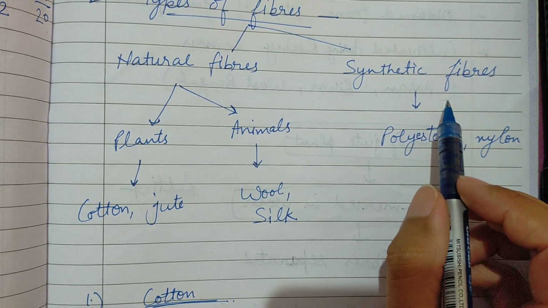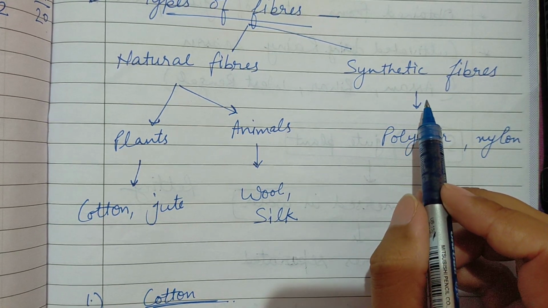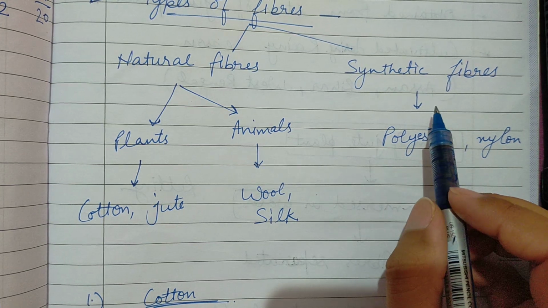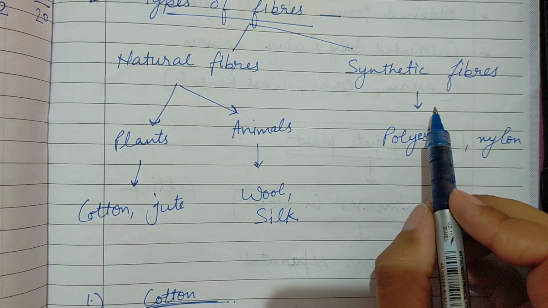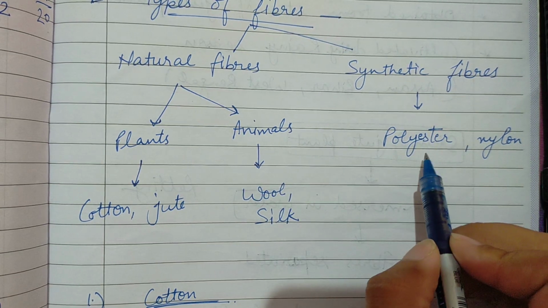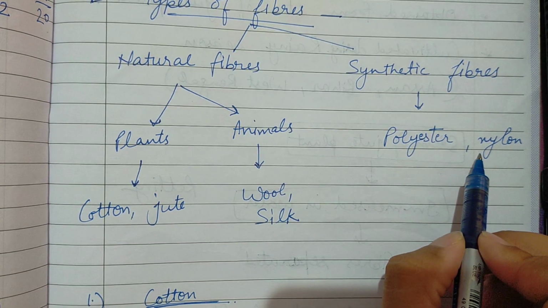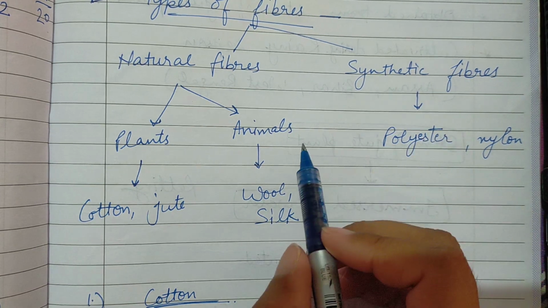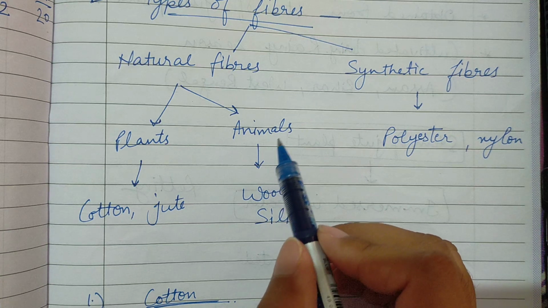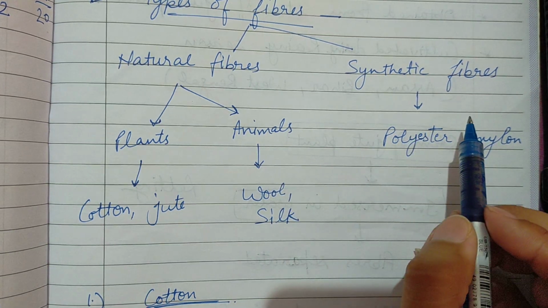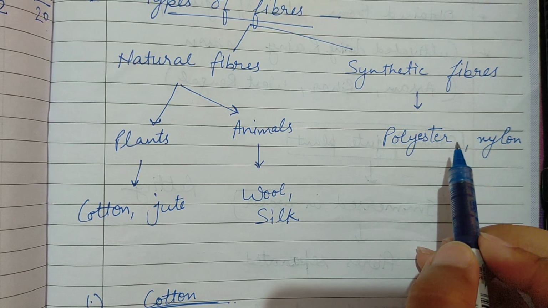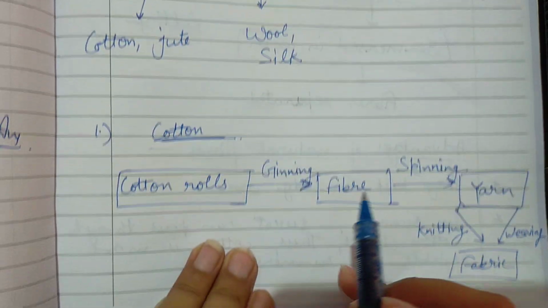Then comes synthetic fibers. Synthetic fibers are not obtained from natural sources, these are made by us. These are made by human beings in laboratories using chemicals. Polyester and nylon are two examples of synthetic fibers. So natural fibers are obtained from natural sources, from plants and animals, and synthetic fibers are the fibers that are made by us in laboratories using chemicals.